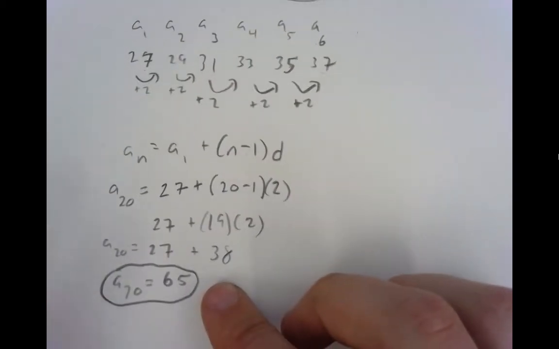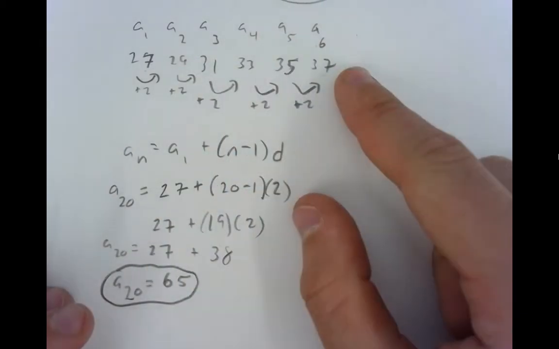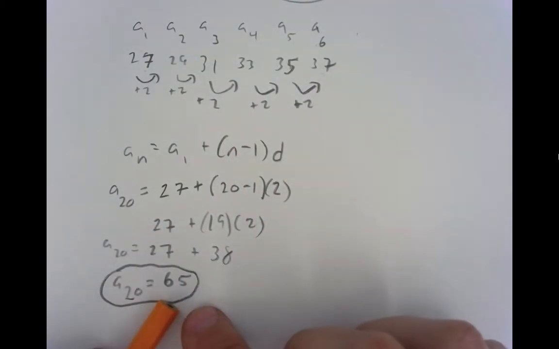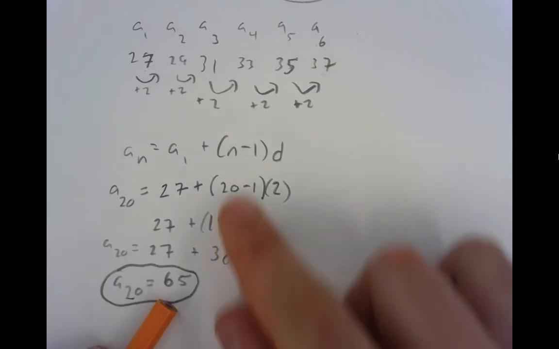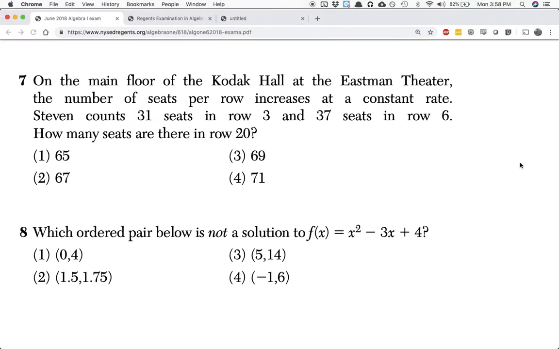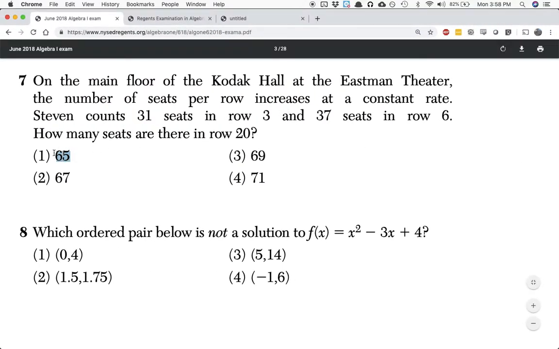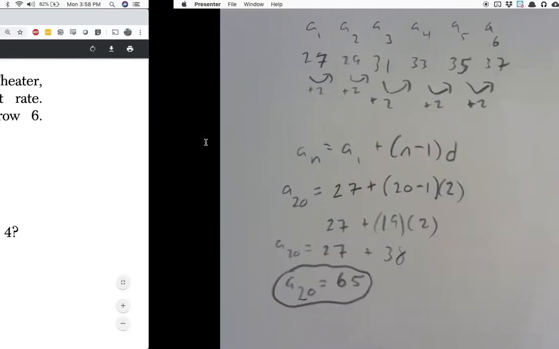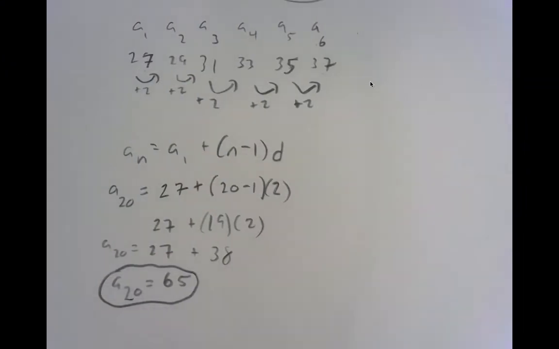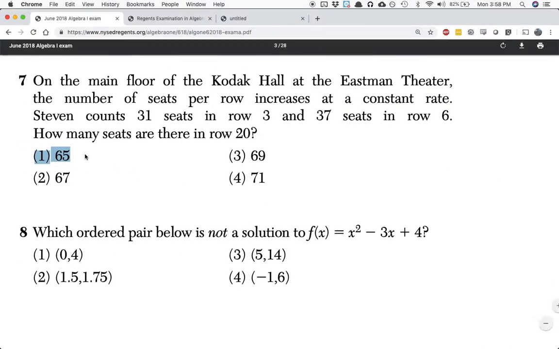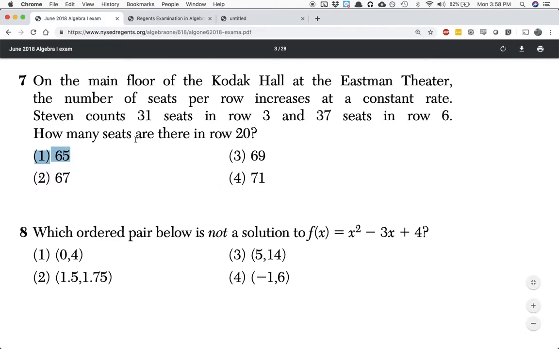Now, if you went the old-fashioned way and just counted by twos, hopefully you found 65 also. But the formula is a little bit of a quicker way of getting to 65. So let's check. Answer choice 1 is there. That is an option. They have 67, 69, and 71 because they're hoping that you just kept counting by twos and made a mistake somewhere. So they give you a bunch of things that are off by 2. But we plugged into the formula, and we know that the right answer here is answer choice 1, the value 65.